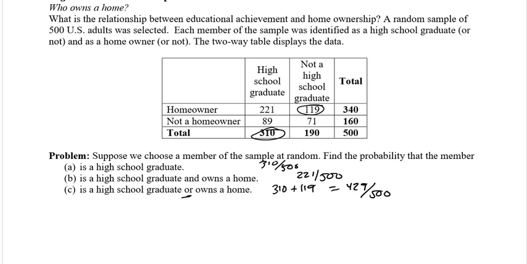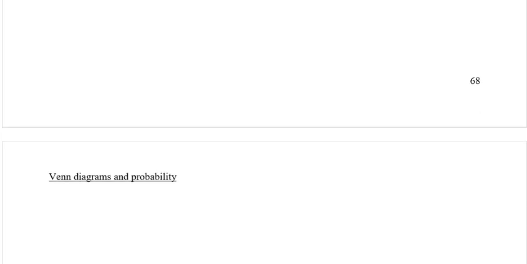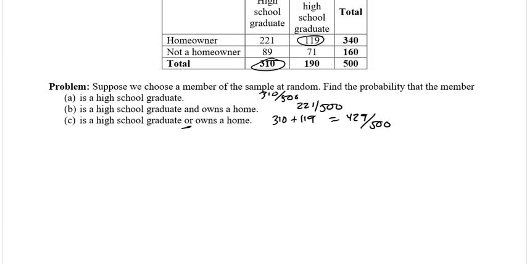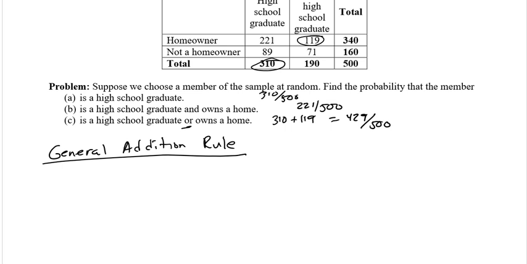Good. Now, when we talk about how we're going to display this, we have what's called the general addition rule, which says this: the probability of A or B equals the probability of A plus the probability of B minus the probability of A and B. Now they will give you this formula on the AP test, however, they will not give it to you in this form.